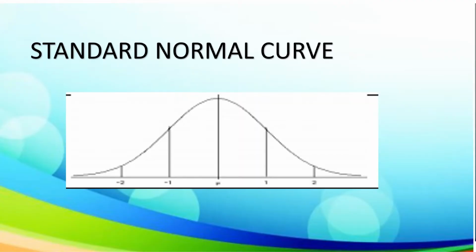To start with, let us have a little review regarding a standard normal curve. Given this figure, we can have the given z values at the bottom, wherein the given values are 0, 1, 2, and 3, and to the left side is -1, -2, and -3.